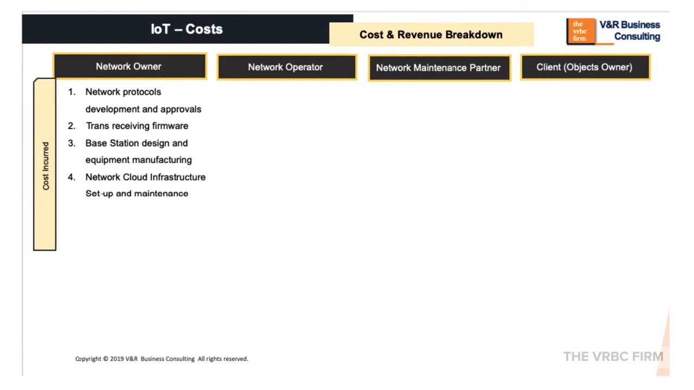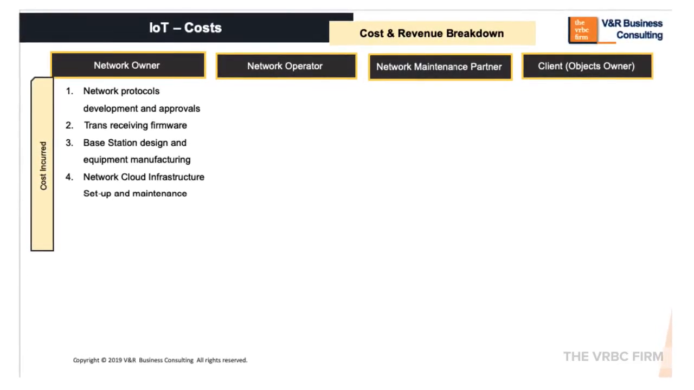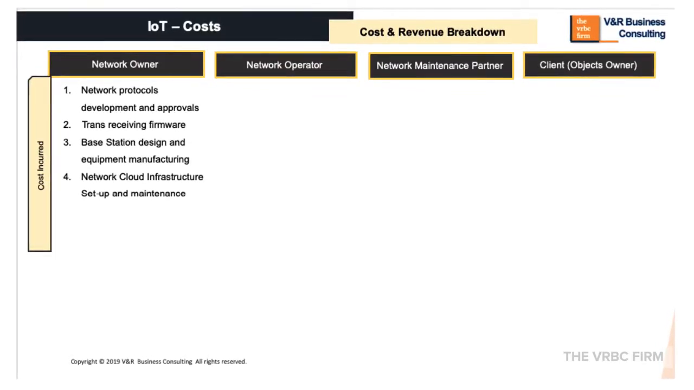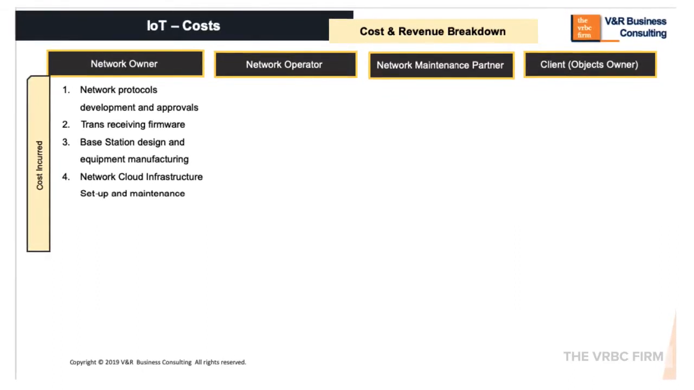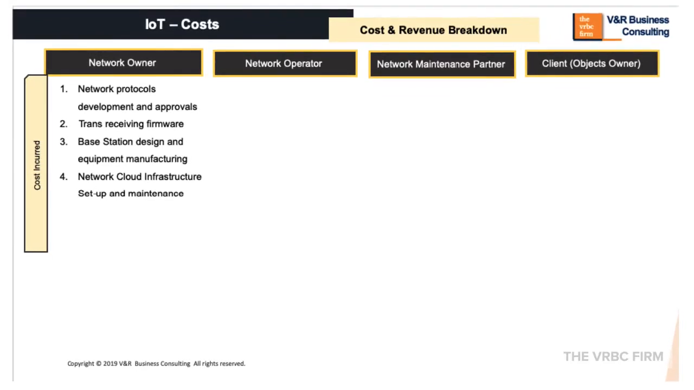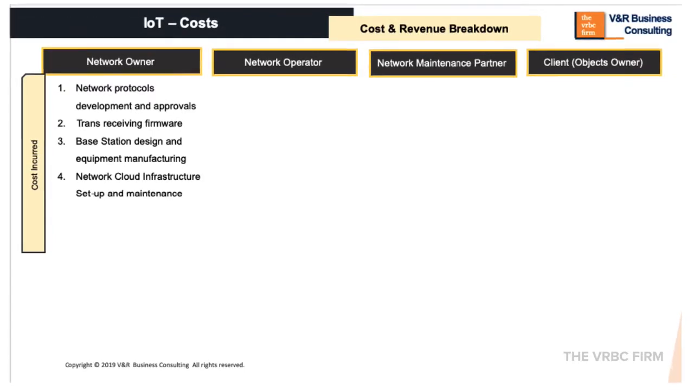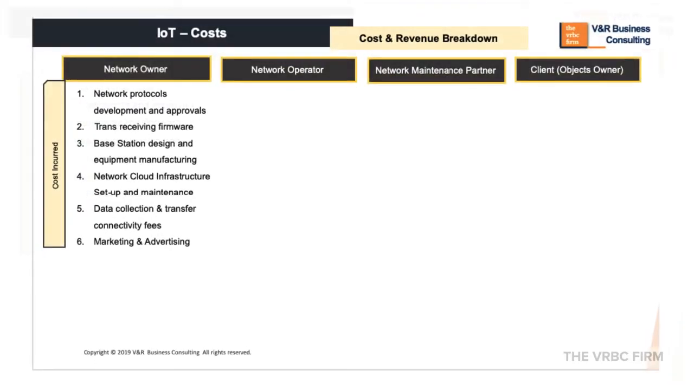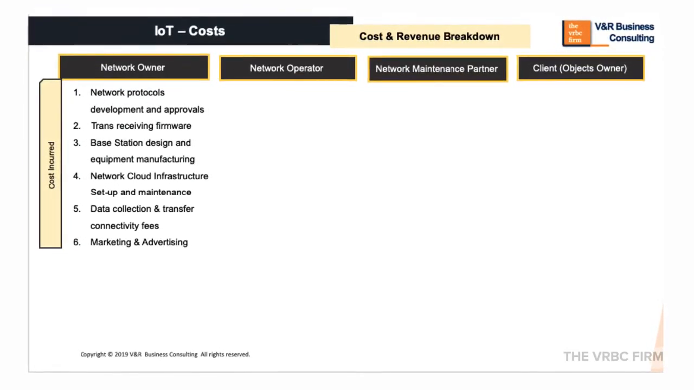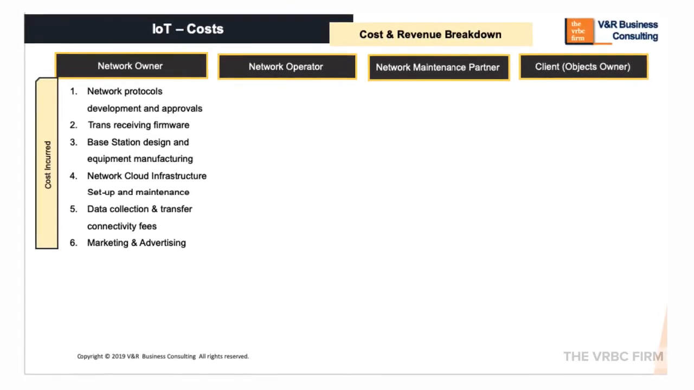So we spoke about the network owner and how they basically develop the technology, which they then license as IP to would-be network operators who actually lay down the network and commercialize it. Their costs mainly involve research and development activities, as well as setting up and managing the global cloud. Other cost activities include aligning the regulatory requirements for intended client regions, as well as actually marketing the technology and the network.